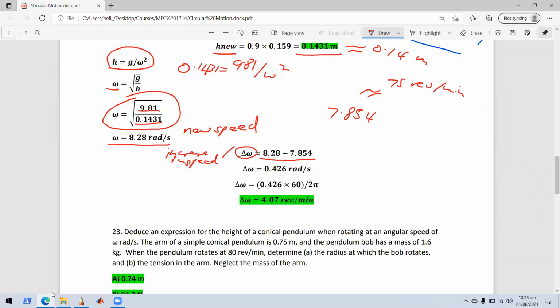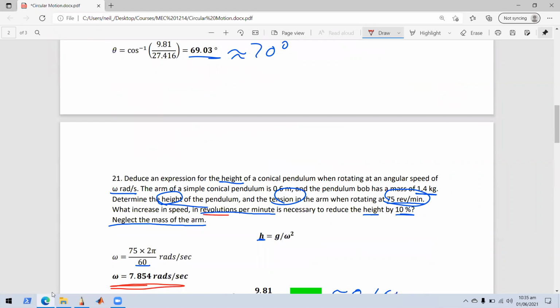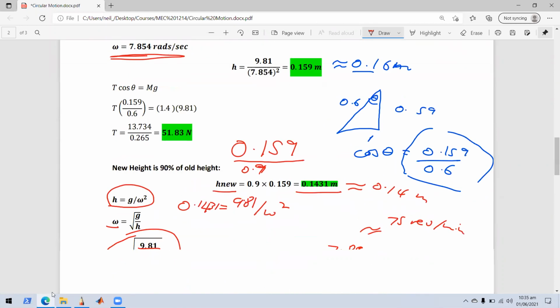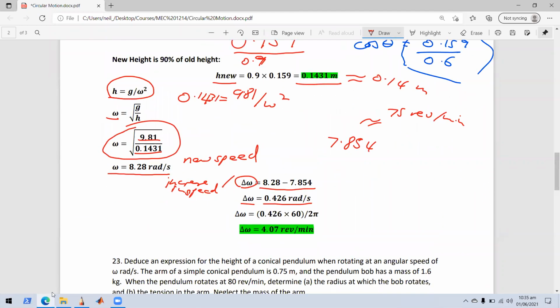Increase in speed. Subtracting those two, we get change in speed is equal to 0.426 rads per second. And of course, we need to convert this, as I said before, to revs per minute, right? Because this is what they asked for, revolutions per minute. So to convert this to revolutions per minute, we first need to go from seconds to minutes, so multiplied by 60.